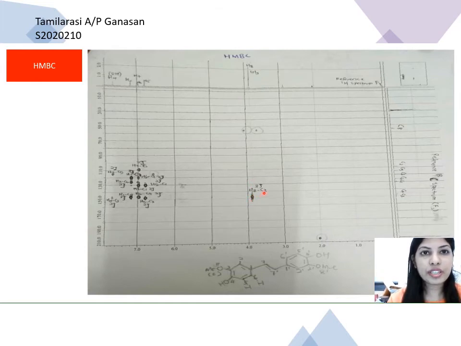So correlation with C3. How do you know this is C3? As I say, we must read from proton to carbon. So this one is a proton, H8 to C3. So this is the last one, C3. So we go for here, H4 correlation with C5 and C3. As I just told you, this one is C5 and this one is C3.